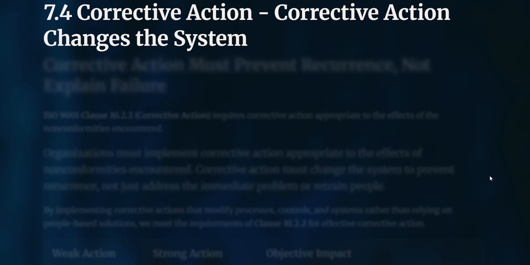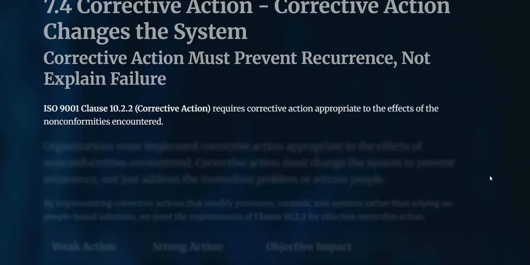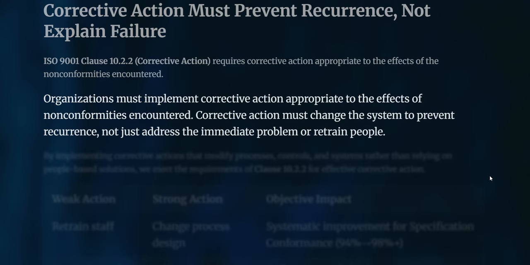Our fourth topic today is corrective actions, and corrective actions can change the system. Corrective actions must prevent recurrence, and must not only explain the failure. According to ISO 9001 Clause 10.2.2, corrective actions must be appropriate to the effects of the nonconformities encountered. Organizations must implement corrective actions appropriate to the effects of nonconformities encountered.